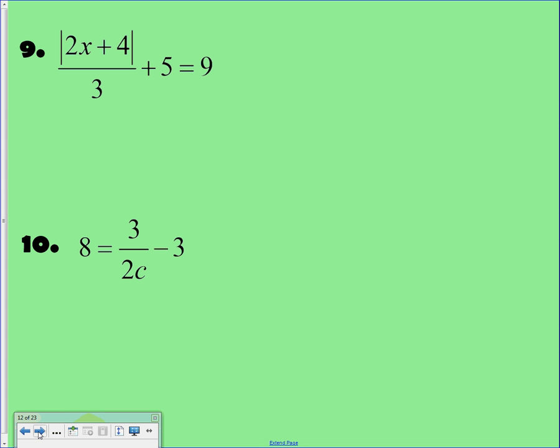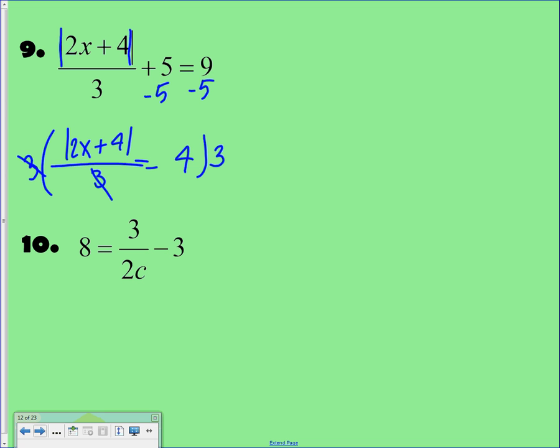Okay. Number 9 is another one of those absolute values to practice. Remember, we want to get the absolute value by itself first. Okay, so I need to get rid of everything else. So the first thing I'm going to need to do is subtract 5. So I got the absolute value of 2x plus 4 all over 3 to equal 4. I still need to get rid of everything else, so I need to get rid of the 3. So since I'm dividing by 3, I can multiply each side by 3. So now I've got the absolute value of 2x plus 4 to equal 12.